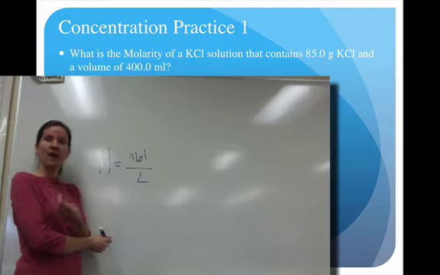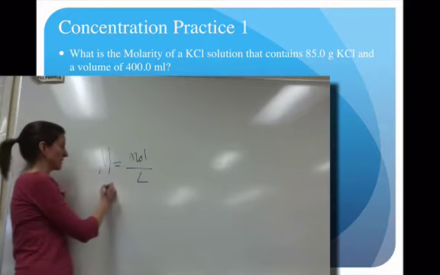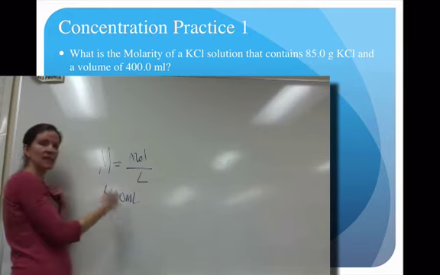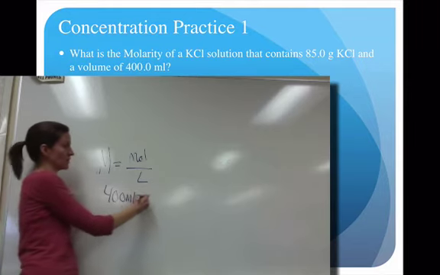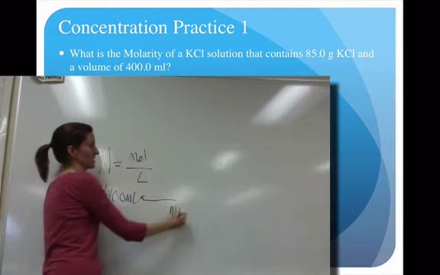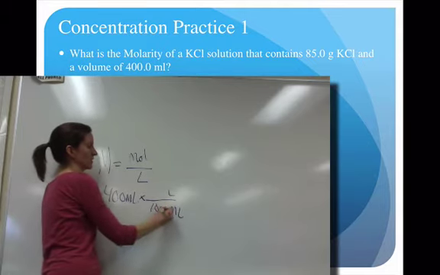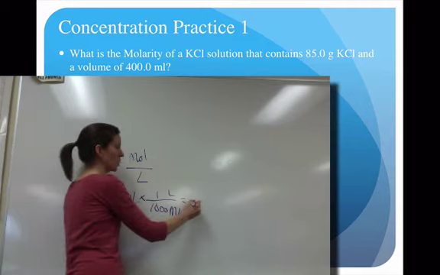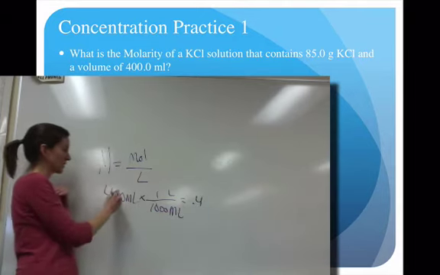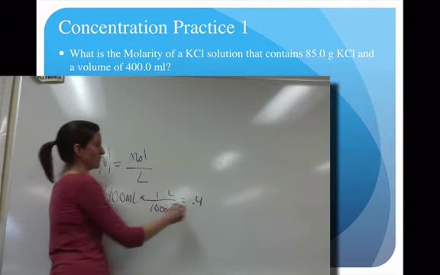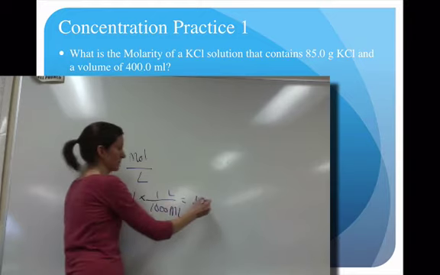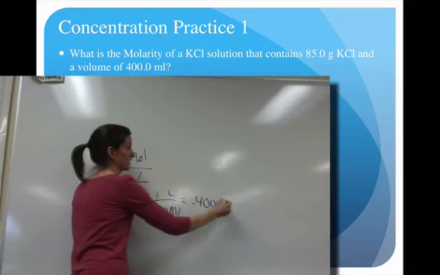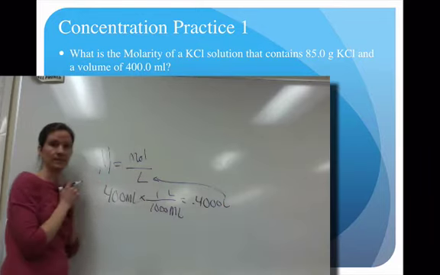Okay, I see I have a volume, but it's in milliliters. I have 400 milliliters, and it has to be in liters to use this relationship. So I'm going to get that to liters using the conversion factor, which means essentially I divide by 1,000, or I move the decimal place over 3. And I have 0.4000 liters. And that's what's going to go here.